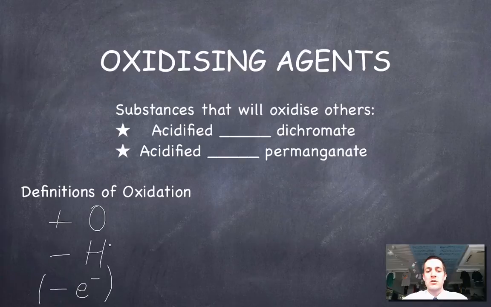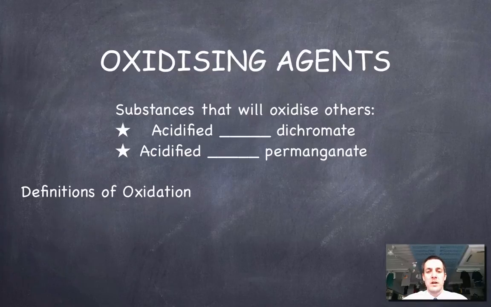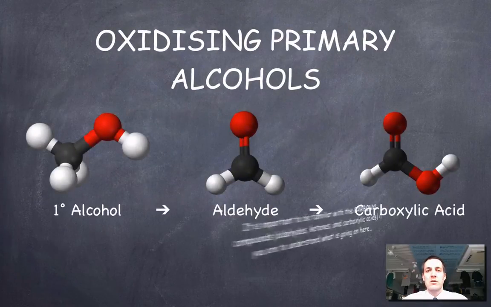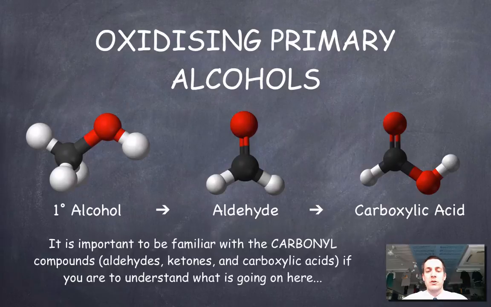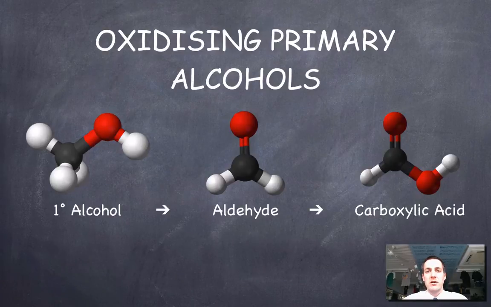Okay, so let's look for a gain of oxygen or a loss of hydrogen as being a sign of oxidation taking place. Okay, so let's have a look at what happens if you oxidize primary alcohols. Remember in the previous film about alcohols, we said it's important that you can classify alcohols. Well, here's why: because primary alcohols react differently to other alcohols.